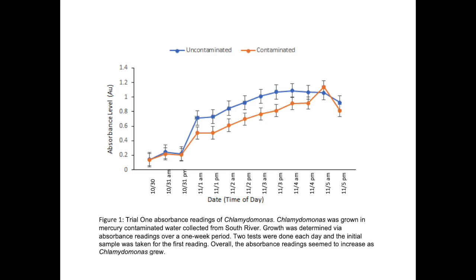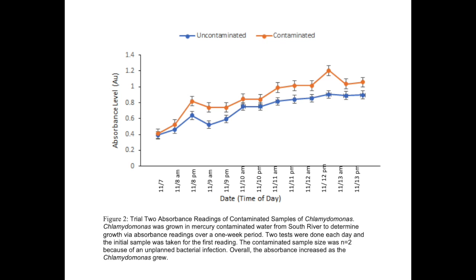As displayed in the graphs, in Trial 1, the Chlamydomonas grown in the uncontaminated media displayed a higher absorbency reading than those grown in the contaminated media. In Trial 2, the contaminated media displayed a higher absorbency reading than those grown in the uncontaminated media. Our results indicate that mercury exposure may have an effect on Chlamydomonas cell growth.